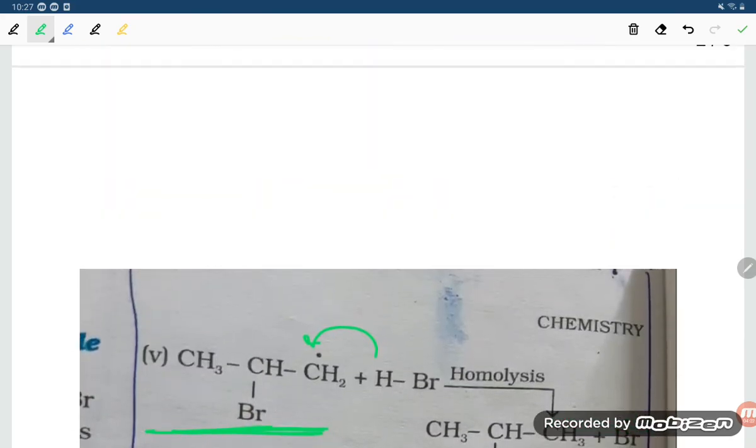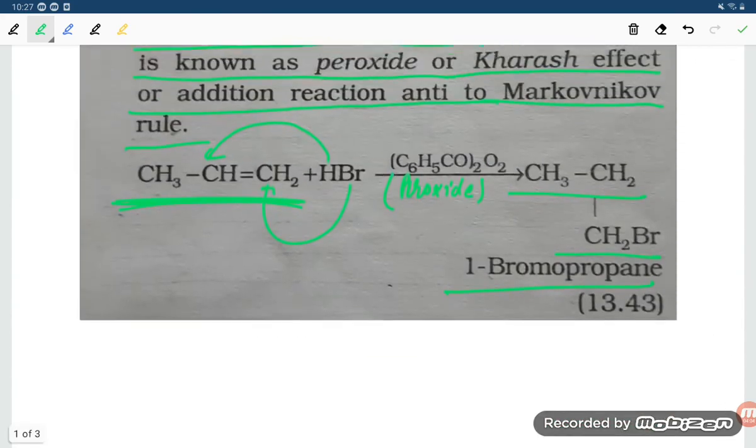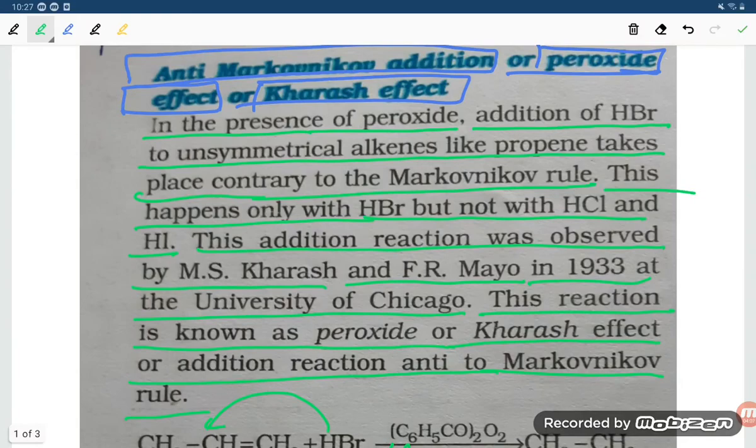So this we have to understand with the free radical mechanism in anti-Markovnikov addition. When the bromine free radical attacks the unsymmetrical alkene, there is the possibility of formation of two free radicals, one a 1 degree free radical and another a 2 degree free radical, and the 2 degree free radical is most stable, which accepts the hydrogen and forms 1-bromopropane. So that is the major product.